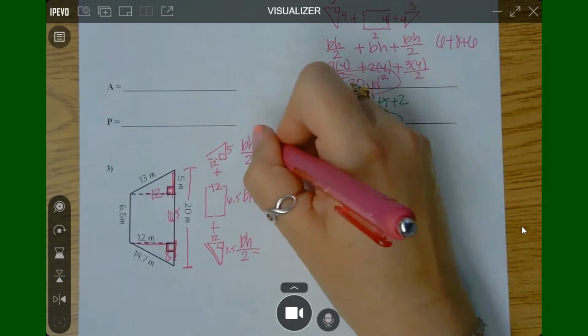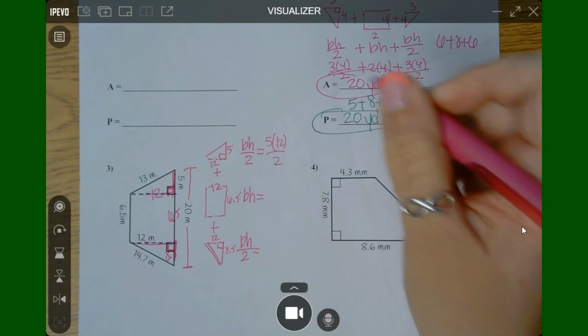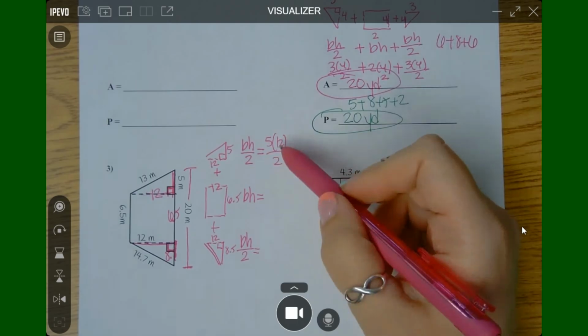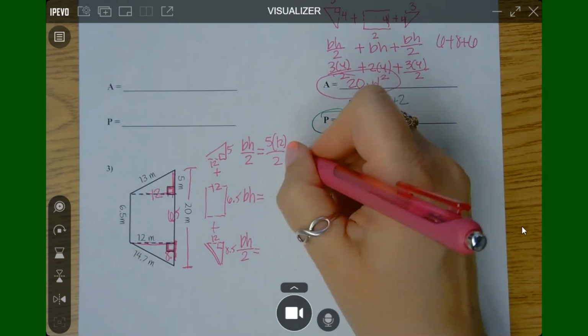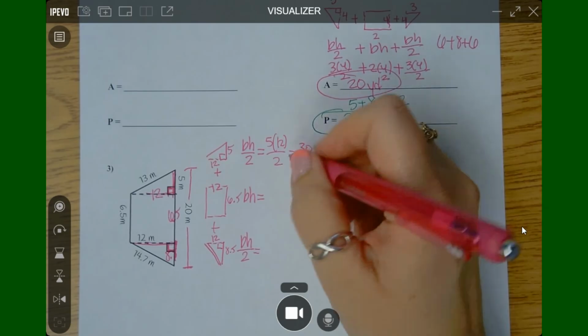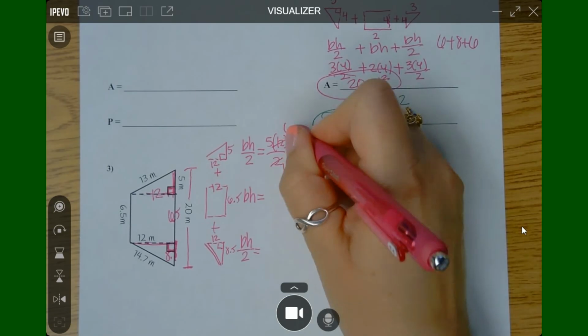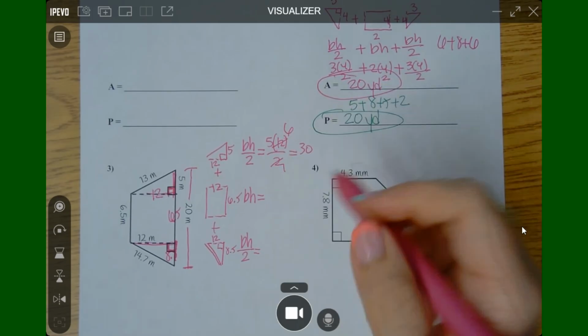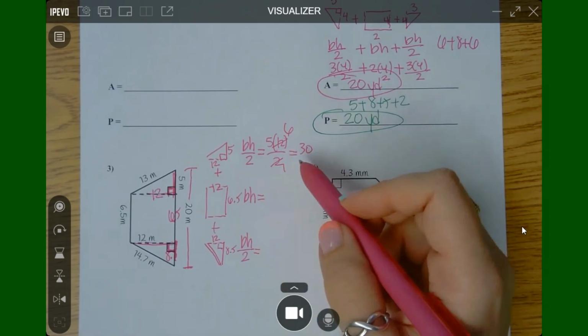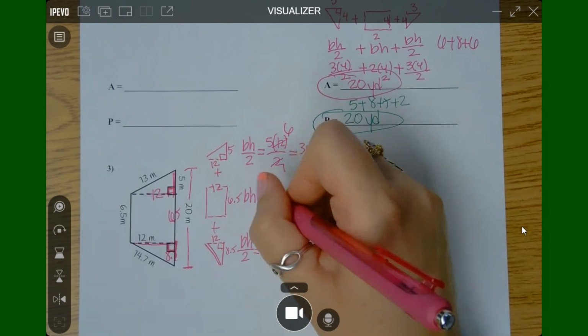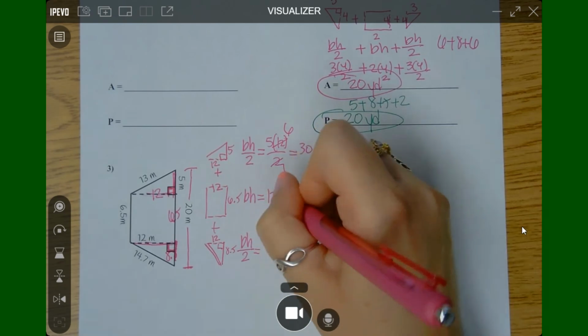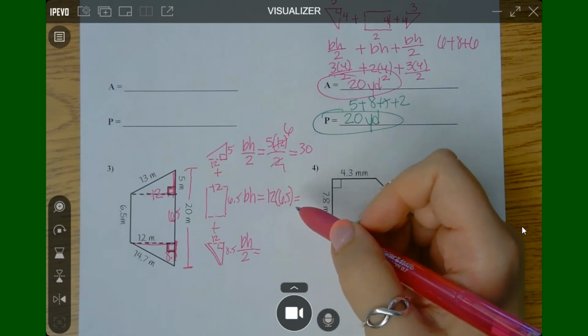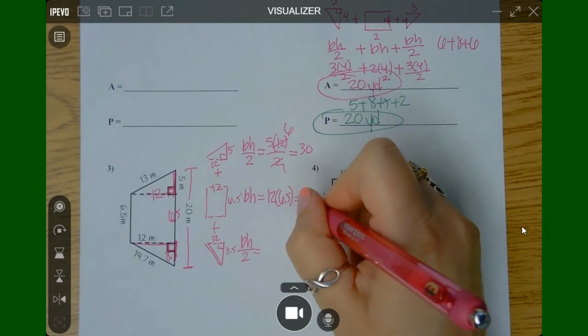You have 5 times 12 divided by 2. You can do 5 times 12 is 60, and then half of that is 30, or you can even do half at the beginning. I can do half of 12 is 6, and then 6 times 5 is 30. Either way, I get the area of this triangle is 30. Here you have 12 times 6.5. Okay, multiply that out. What do you get? Your calculator should have told you you got 78.